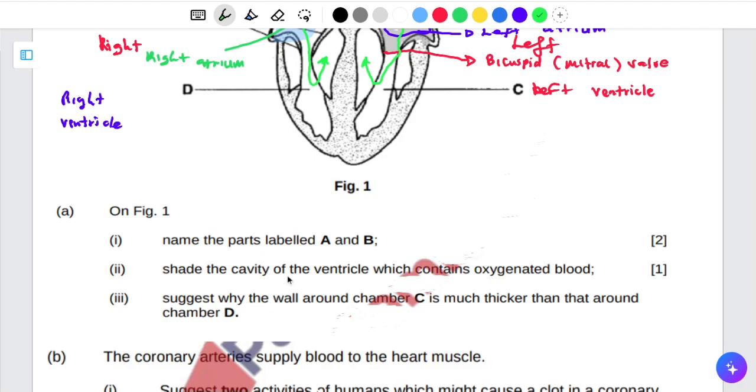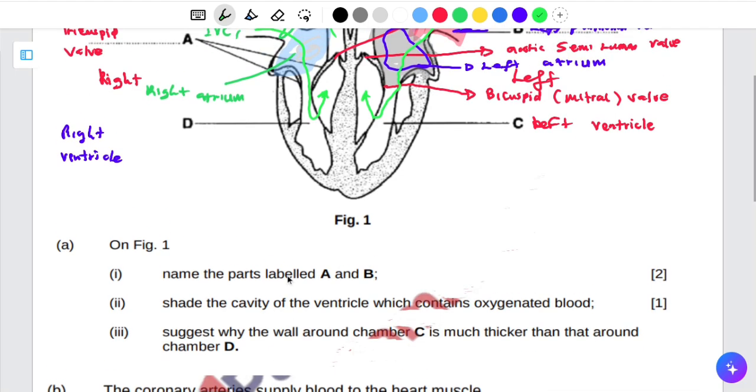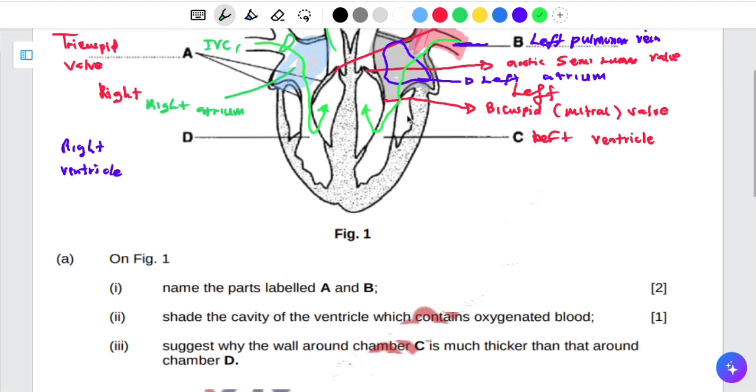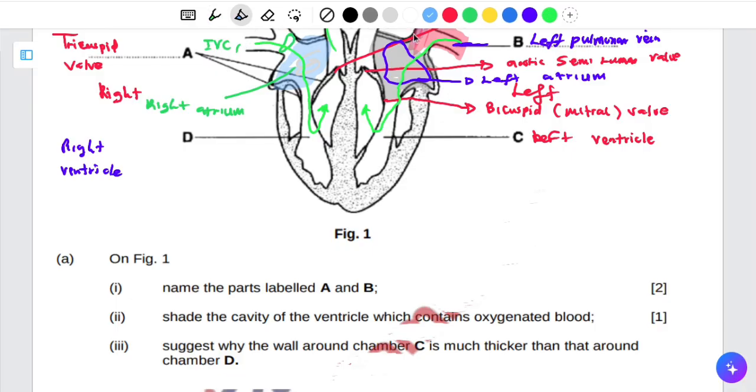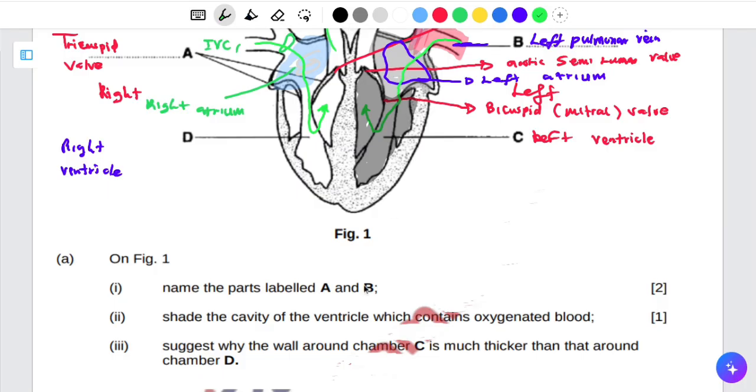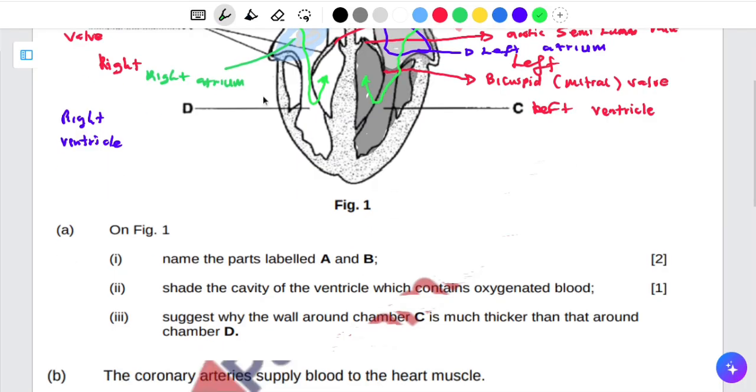The part which contains oxygenated blood in terms of the ventricle is this one here. So let me just shade it. Let me just use black. It's this one here which I'm shading. This one is called the ventricle. In terms of shading, I'm not going to be perfect, but I'm just showing you the part which is going to contain oxygenated blood. So that is what you need to know here. I've shaded that part. Then the other part here is going to contain deoxygenated blood.